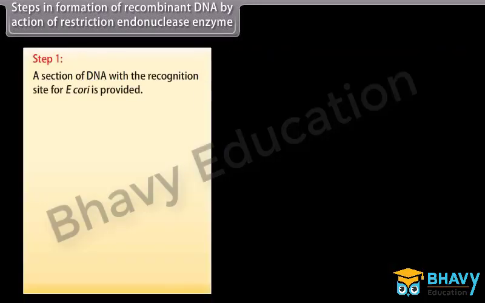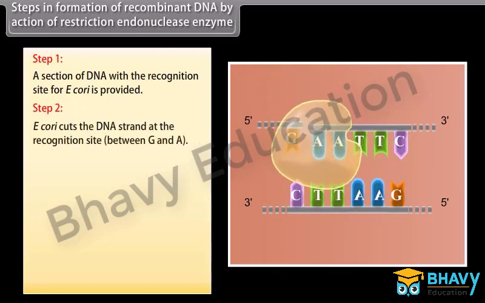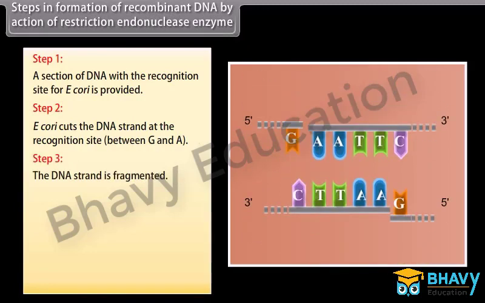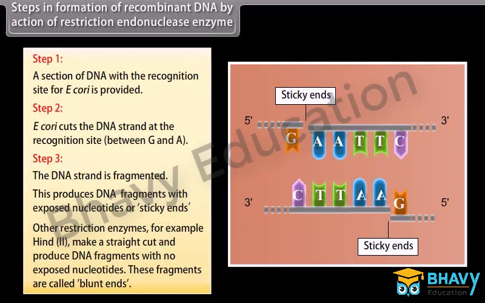Step 1. A section of DNA with a recognition site for EcoRI is provided below. Step 2. EcoRI cuts the DNA strand at the recognition site between G and A. Step 3. The DNA strand is fragmented. This produces DNA fragments with exposed nucleotides, or sticky ends. Other restriction enzymes, for example Hind II, make a straight cut and produce DNA fragments with no exposed nucleotides. These fragments are called blunt ends.